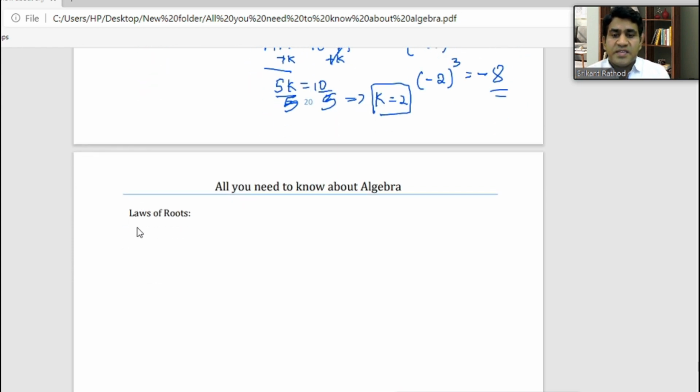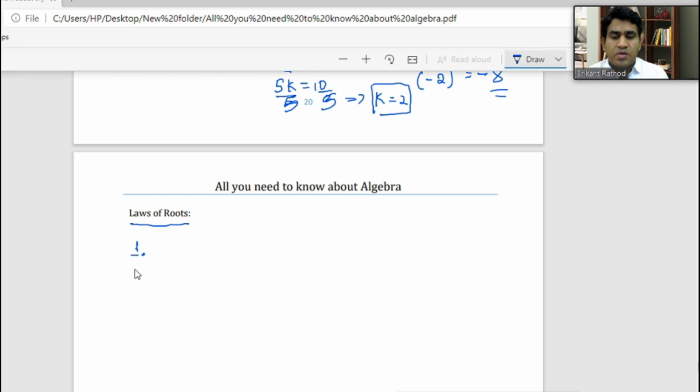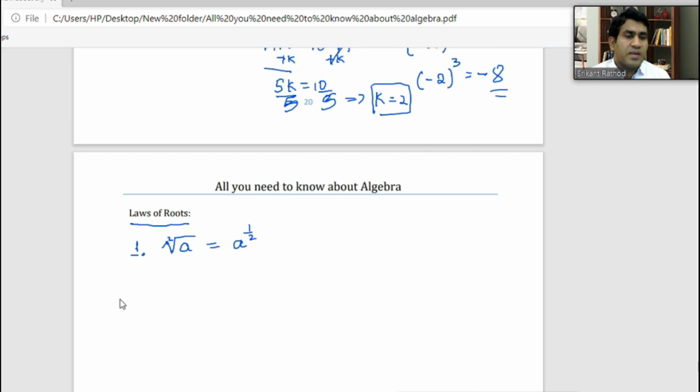Let's see some of the basic rules related to roots, that is, the laws of roots. The first and basic rule I need to know about roots here is that any number with a root, let's say root of a, can also be written as a to the power half. Whenever I'm not representing a root with any number, it means we say the square root. It's always 2, we are talking about the square root, and we never mention the 2. So the square root of a can be written as a to the power 1 by 2.